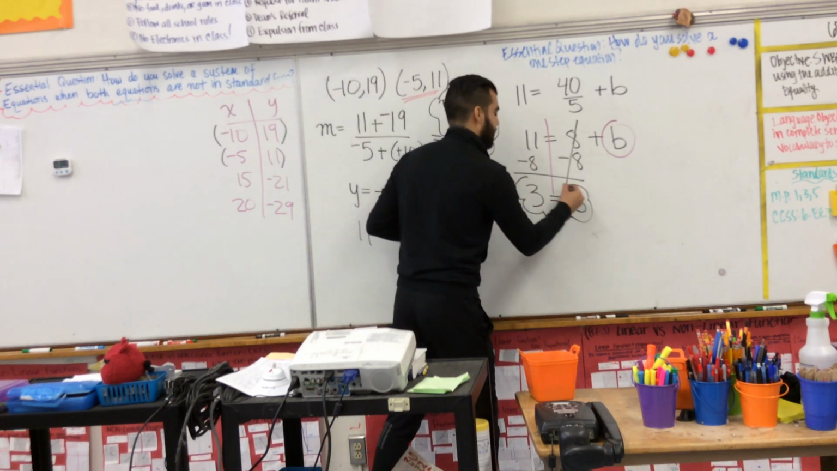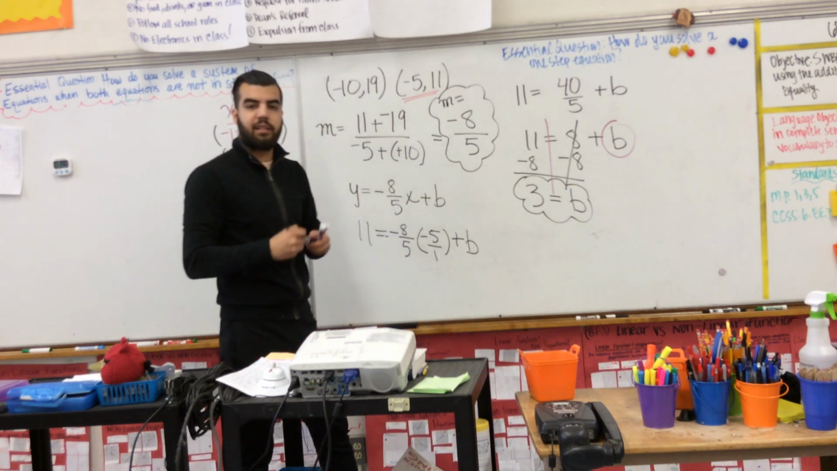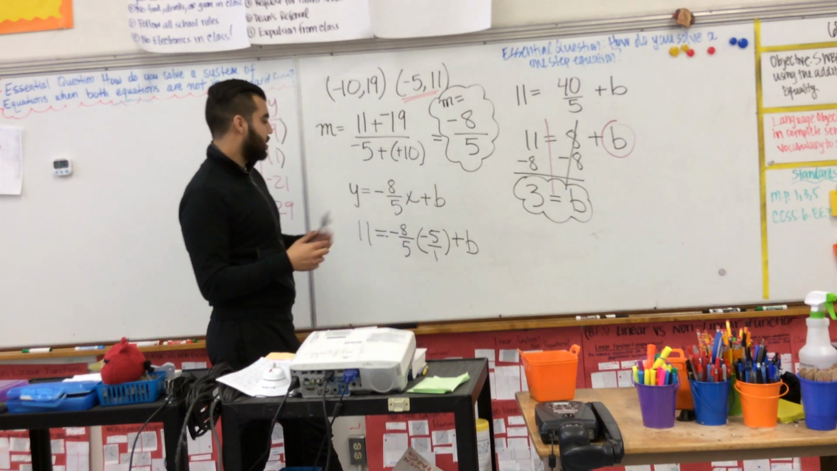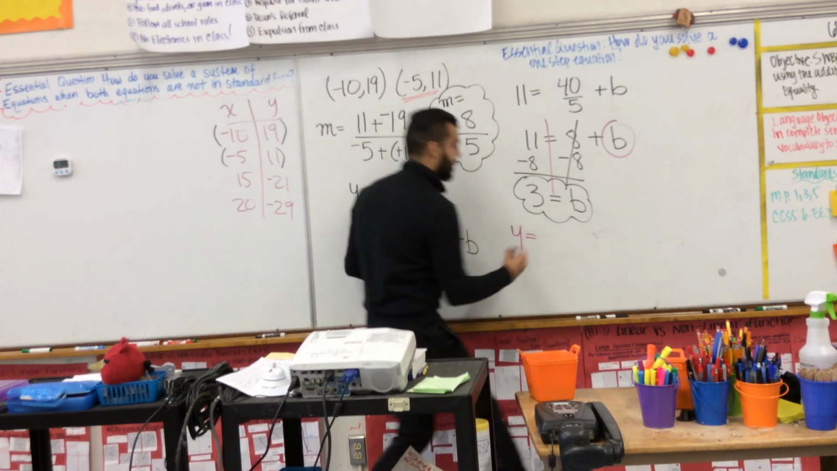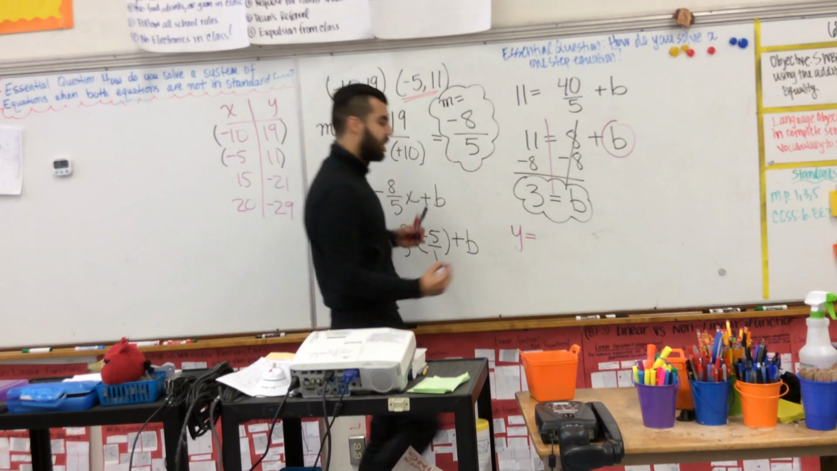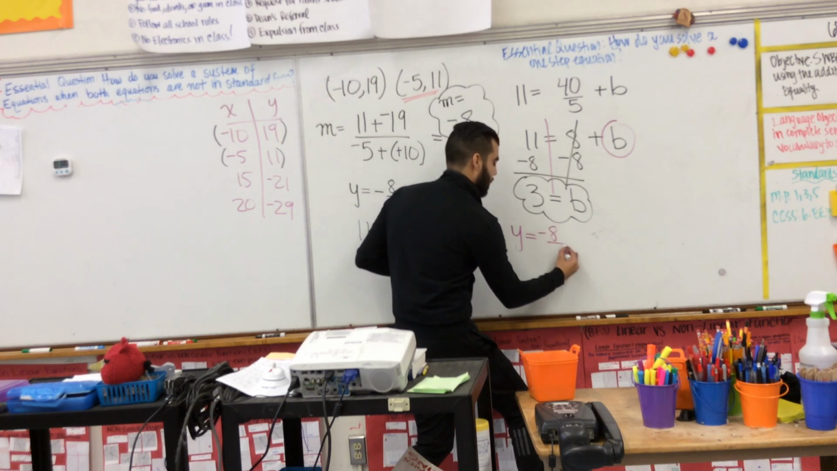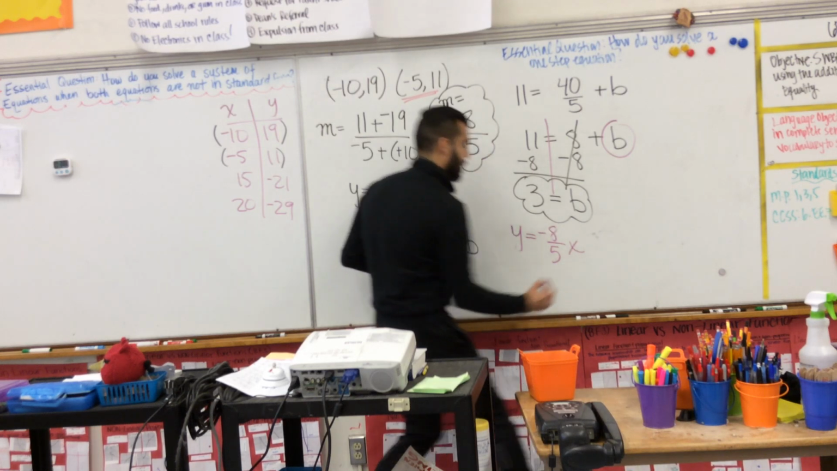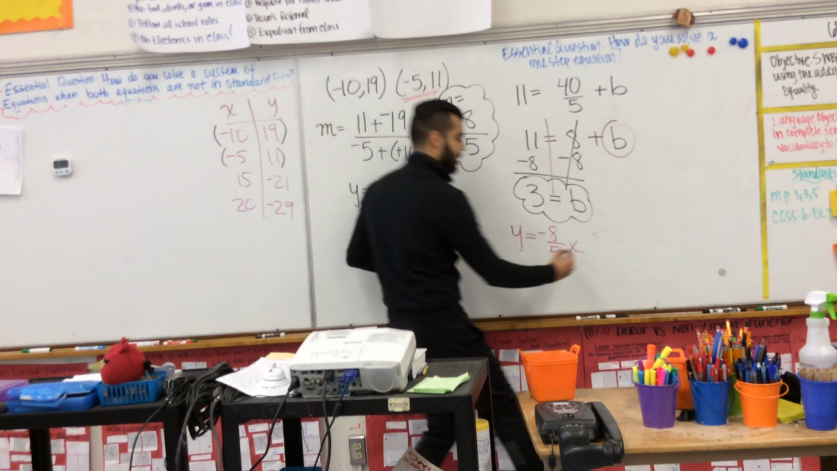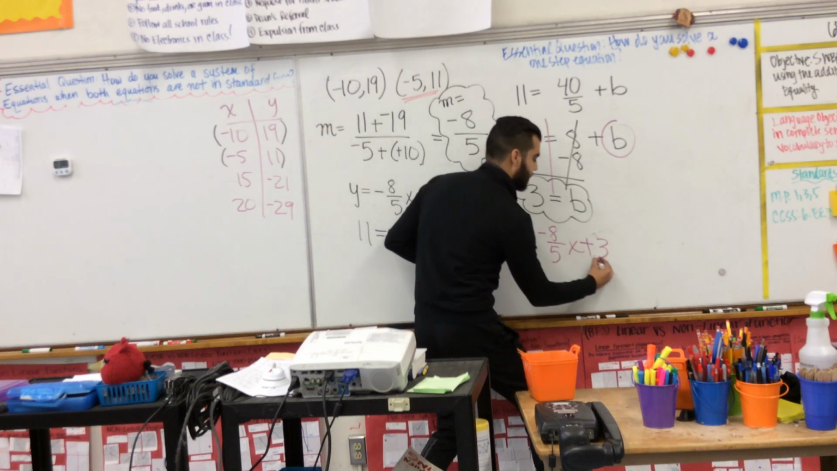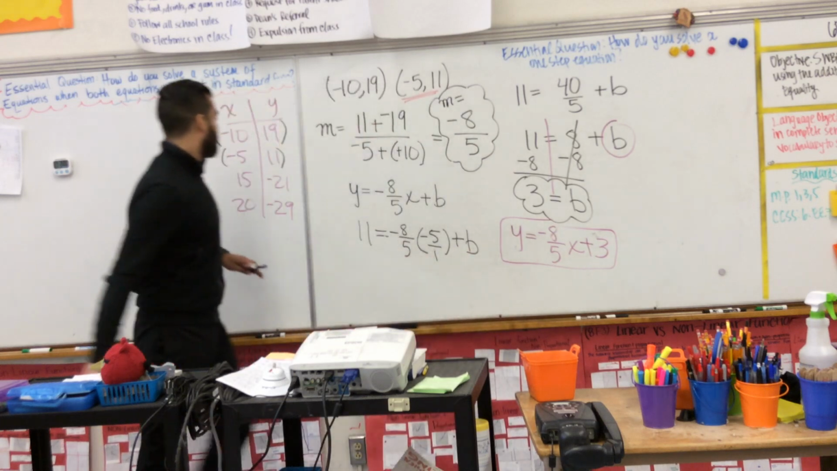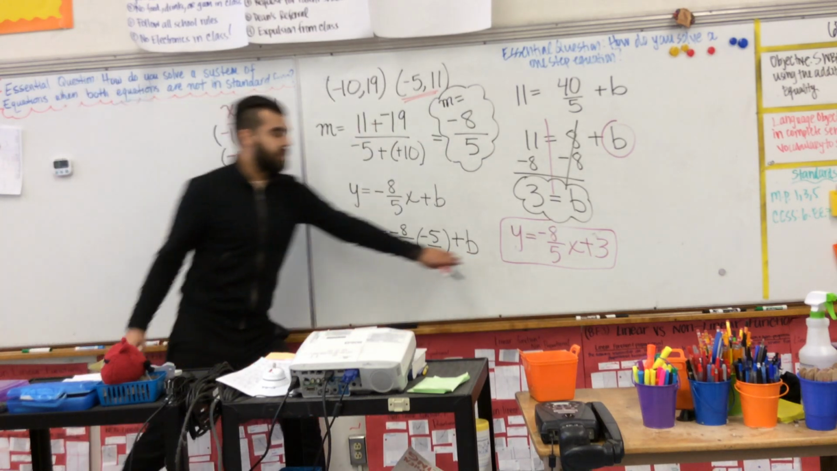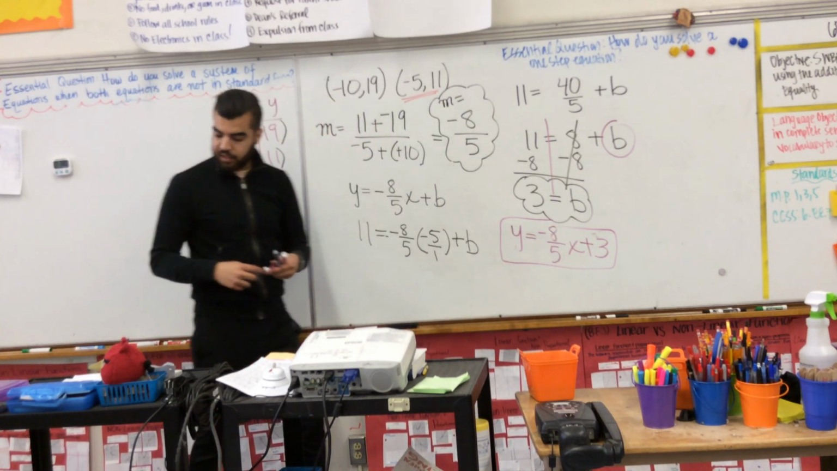Now you're not done yet. You still have to put all the pieces back together to create the equation of the line. So the final equation is going to look like this. Y equals my slope, which was negative 8 over 5, x plus 3, since my y-intercept is positive 3. And this right here, given this t-table, is the equation of the line. And that's it for today.